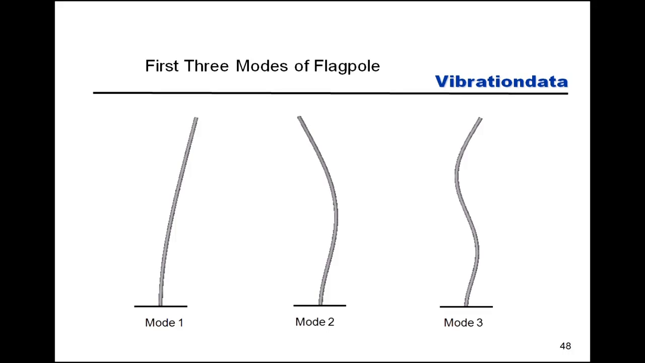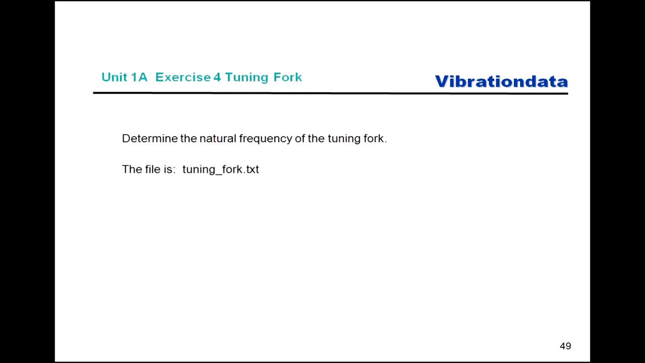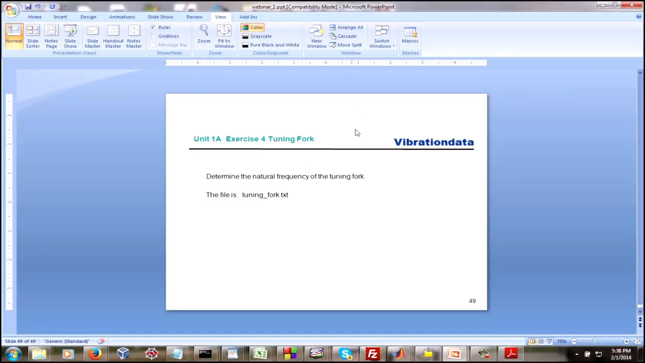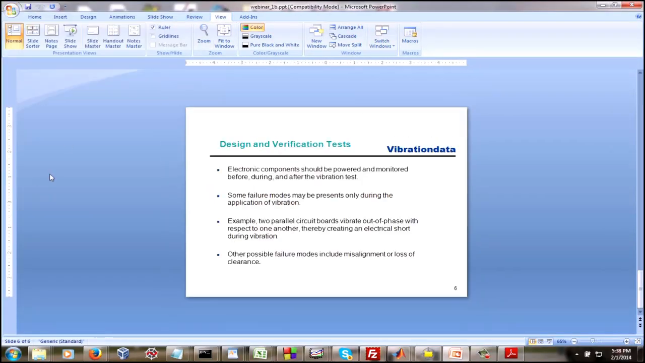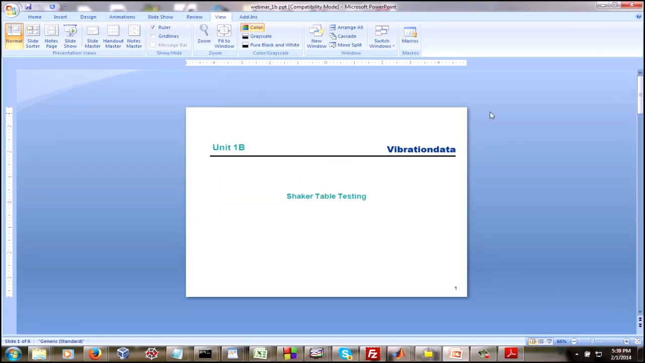I had an exercise. Okay, here's a flagpole. It's a cantilever beam. Look at the mode shapes. That's kind of similar to what we already did with our beam analysis, only we used a 36-inch beam instead of a flagpole. And later on in the first unit, the very first piece of data we looked at was the tuning fork data. Okay, so we're going to close out of the natural frequency unit, but certainly we're going to be talking about natural frequencies as we go along.